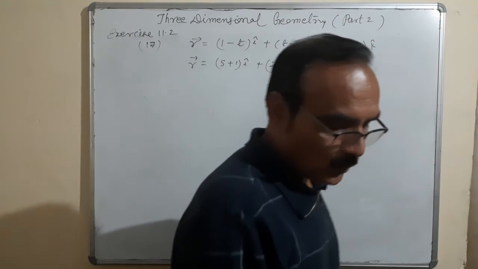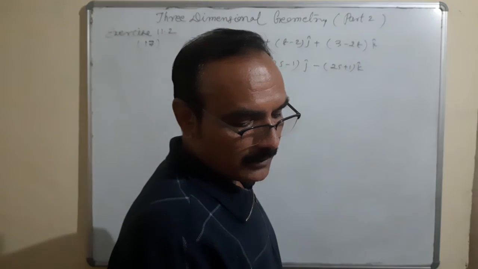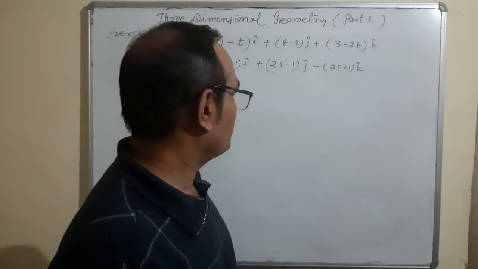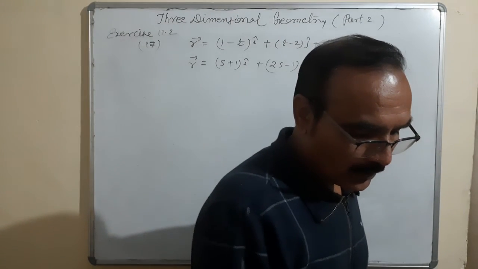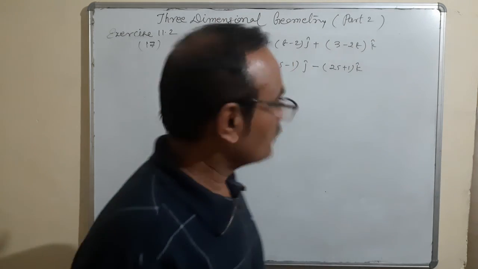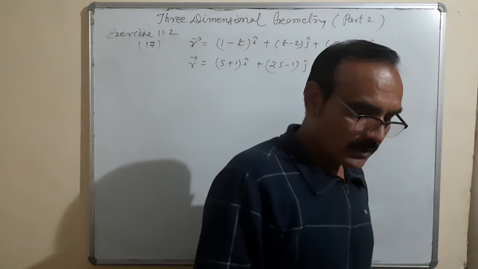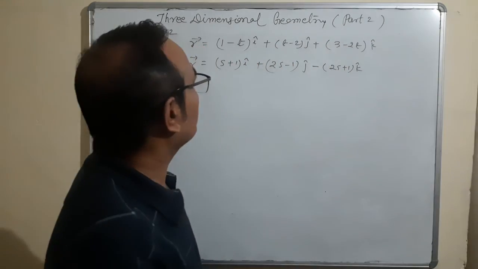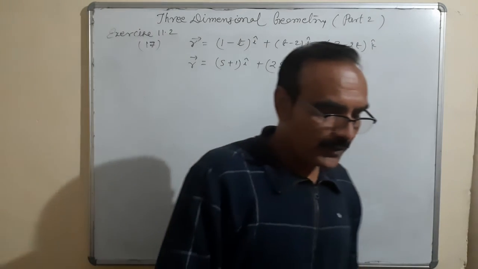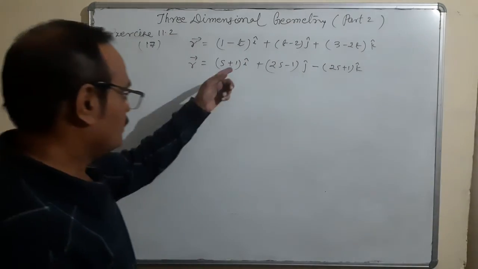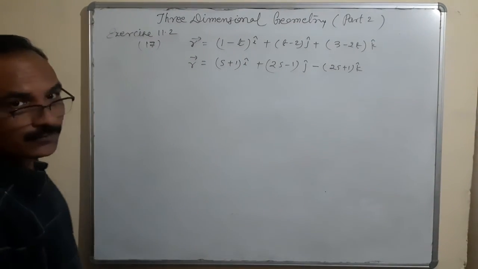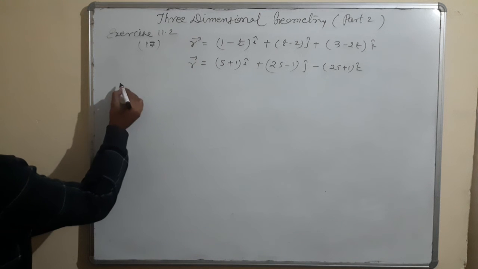Once again, let us see: 1 minus t, t minus 2, 3 minus 2t, all are positive sign. S plus 1, 2s minus 1, and 2s plus 1, third sign is negative. We are going to find the shortest distance between them. To do so, first convert them to the standard form. How to convert this?